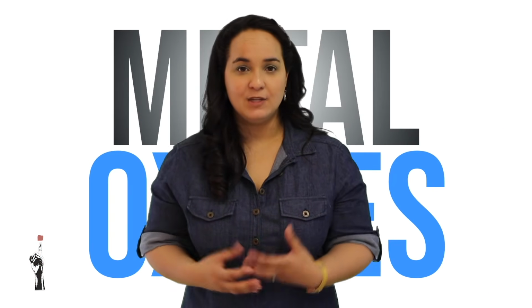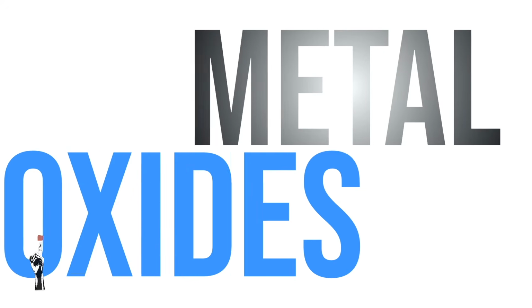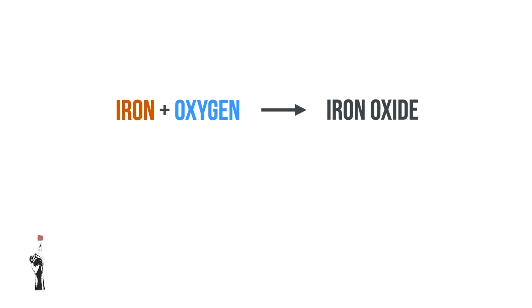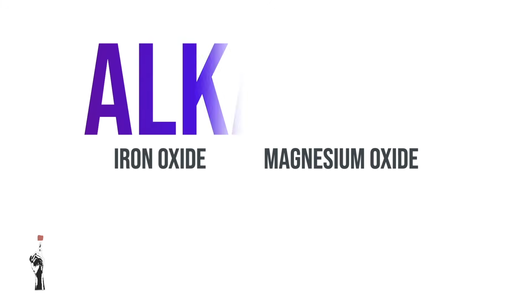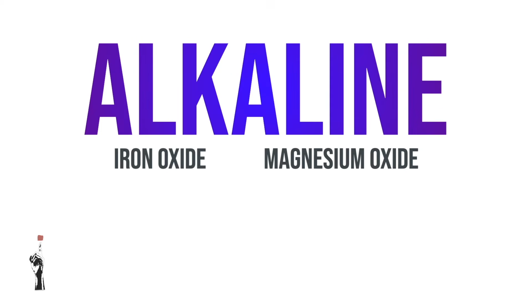We also learned about metal oxides, the main topic for this lesson. We investigated the formation of iron oxide and magnesium oxide. These two substances are alkaline in nature. When dissolved in water, the pH value of the substance is generally above 7.